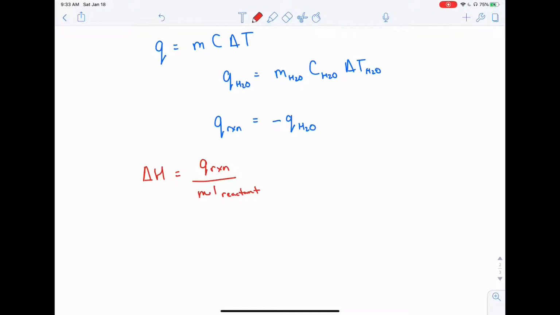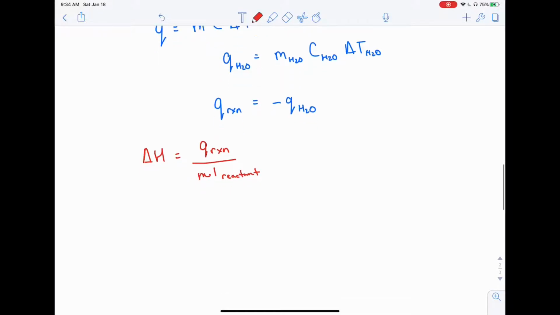When you're looking at Q of the water, you have to make sure that the sign of your Q of the water makes sense with the values that you're getting. So if the temperature of the water increases, that means your water had to absorb heat. So the Q of your water should be positive. Well, if your water absorbed heat, that means the system had to be releasing heat, which then means your Q of the reaction should be negative. Okay.